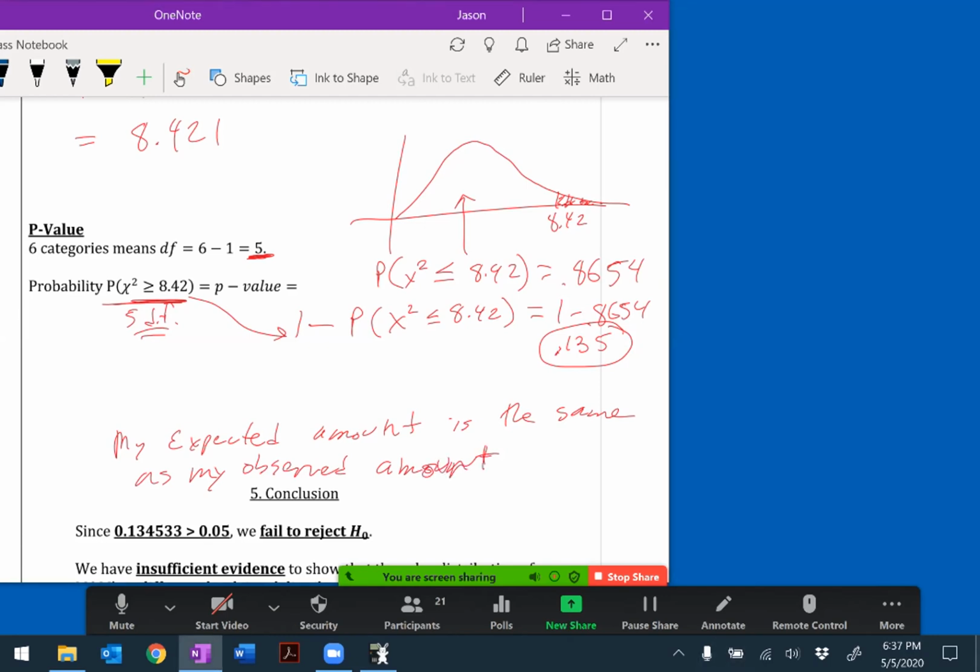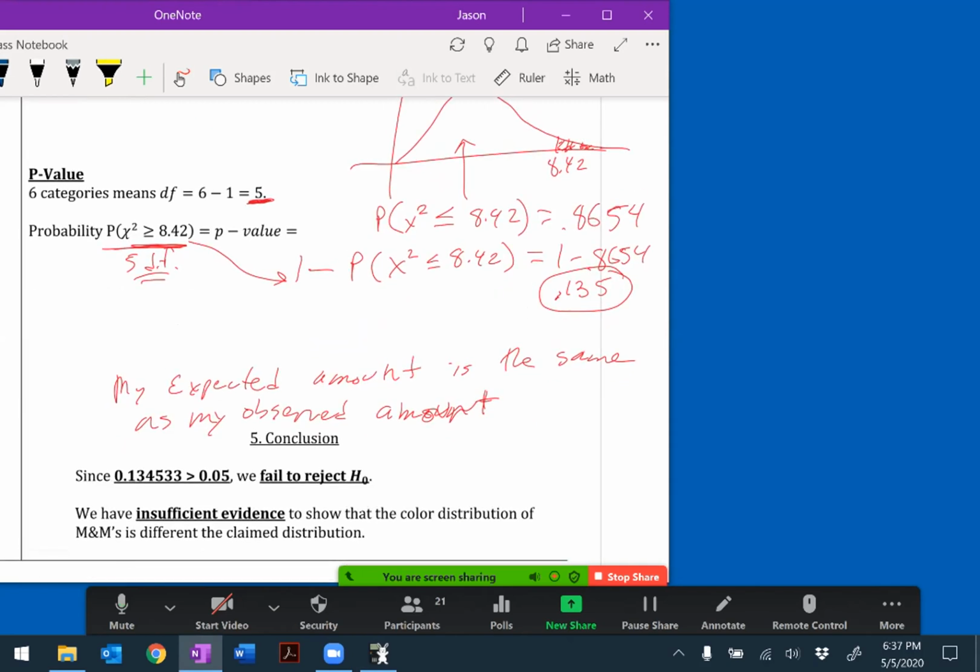Since this is bigger than 0.05, we fail to reject H0. We don't reject the null; we keep the null. Which means that the expected and the observed were close enough together that I had to agree that what the manufacturer said was true, that all 6 of those proportions.